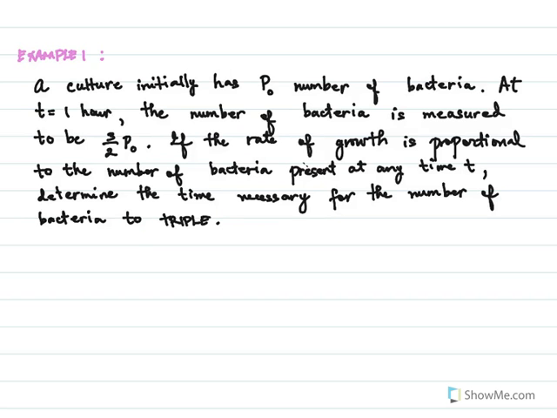Now let us have some examples. Number 1, a culture initially has p sub 0 or p naught number of bacteria. At time equal to 1 hour, the number of bacteria is measured to be 3/2 of the original, p naught. If the rate of growth is proportional to the number of bacteria present at any time t. So this statement here tells us that our problem will follow an exponential growth problem, and so the solution is the general solution that we derived earlier. We want to determine the time necessary for the number of bacteria to triple.